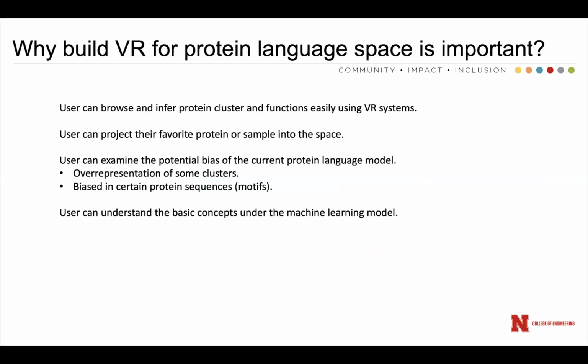Why is this work important? Because now with the VR system, the user can browse and infer protein clusters and functions more easily. The user can also project their favorite proteins and see their locations in the existing protein space. With this protein space, the user can also examine potential bias. With machine learning model visualization, the user can also understand models in a more meaningful way.